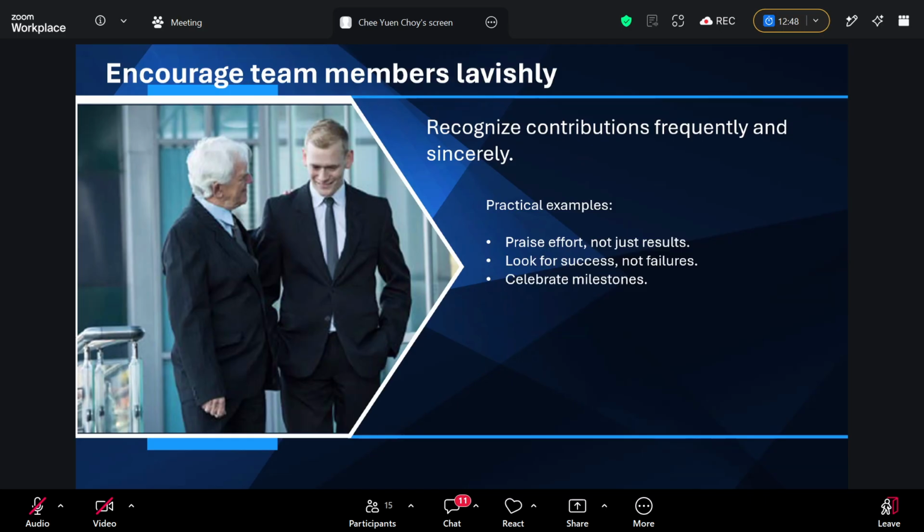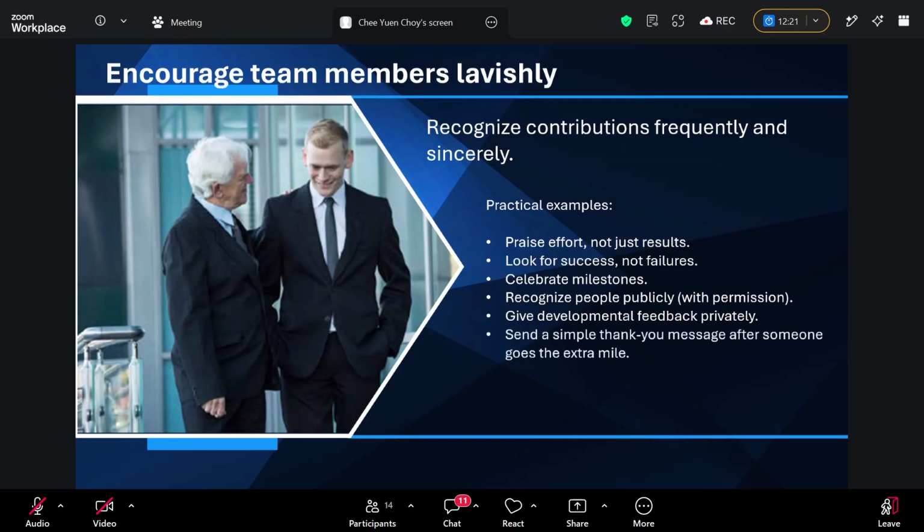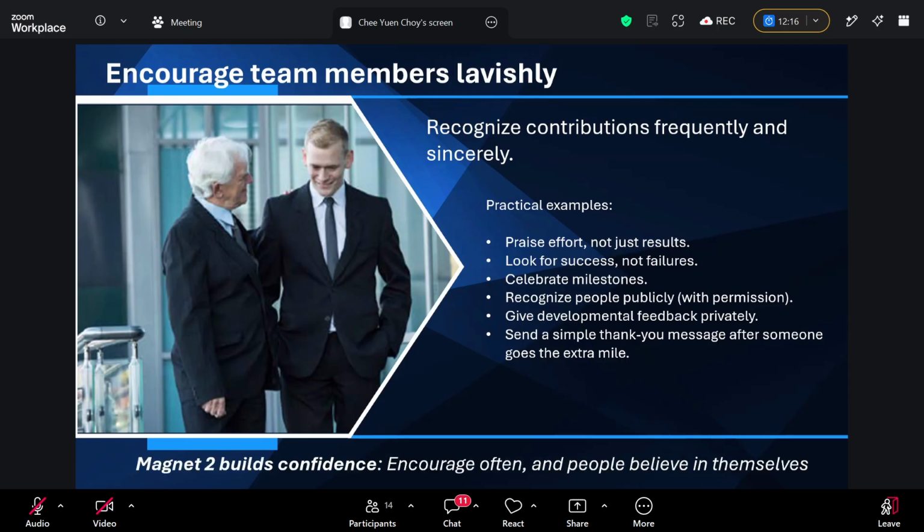Celebrate milestones, not only the end result. Also recognize people publicly, of course, with permission. Some people don't like being recognized publicly, but please check first. Give development feedback privately. This feedback means some improvement expectation. Don't openly tell people that they are no good. If they really need to improve, do it privately. Send a simple thank you message after someone goes the extra mile.